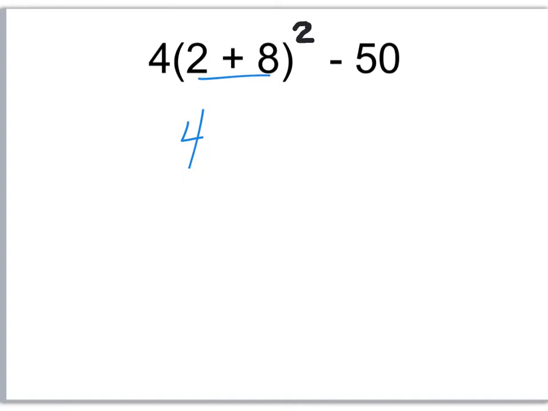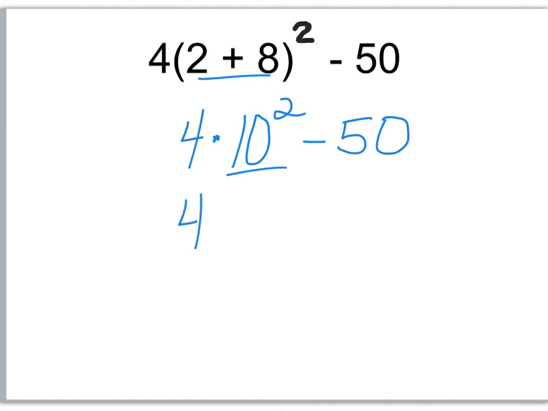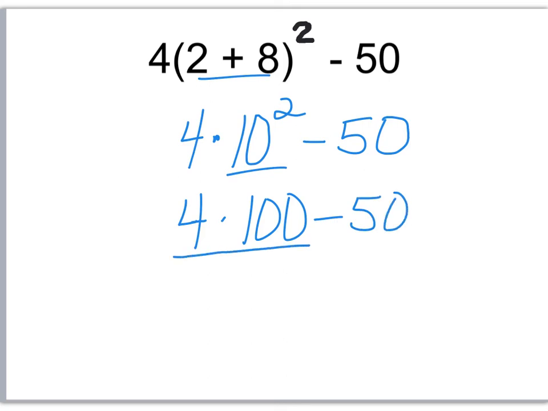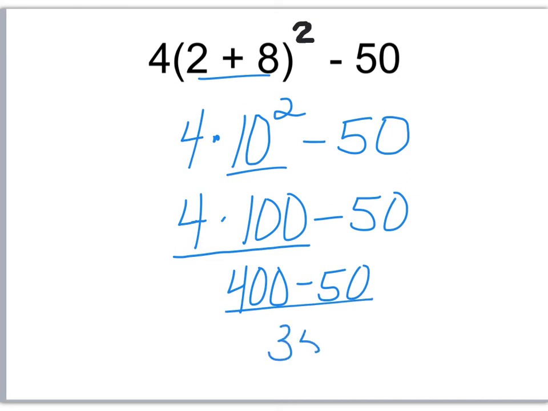So we're going to put a symbol now because we're going to take 2 plus 8 is 10. We're going to take the 10 out of the parentheses, but we're still going to have it squared. Minus 50. Alrighty. Next, I have to do my exponent. Well, if you remember, squared just means that number times itself. So 10 times 10 is 100. Then minus 50. Well, next thing we have to do is we always have to multiply before we subtract. So 4 times 100 is 400 minus 50. And then 400 minus 50 is 350. And that is the final answer.